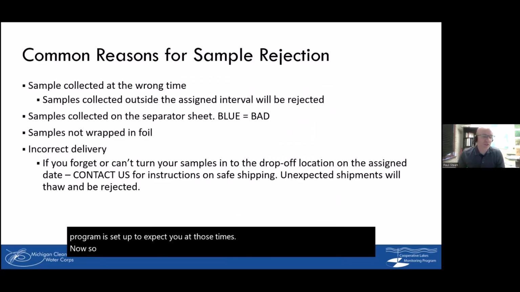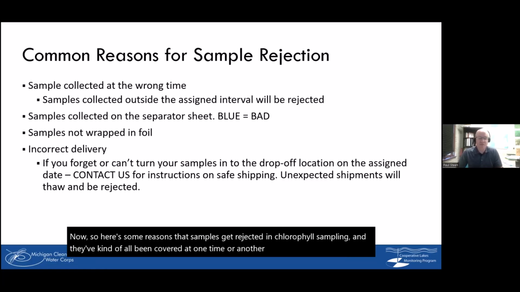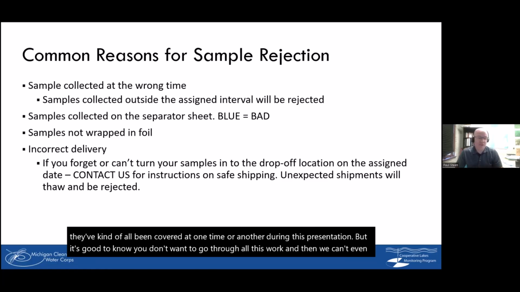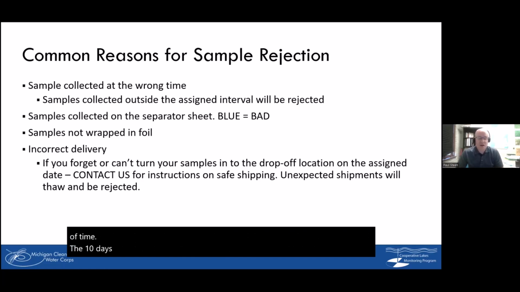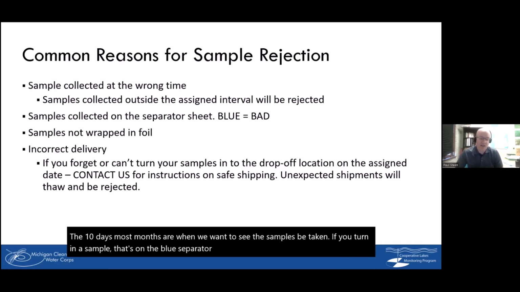Now, here are some reasons that samples get rejected in chlorophyll sampling. They've all been covered at one time or another during this presentation, but it's good to know. You don't want to go through all this work and then we can't even use your sample. So make sure your samples are collected in the proper interval of time. The 10 days, most months, are when we want to see the samples taken. If you turn in a sample that's on the blue separator sheet, that's bad. That will not get accepted.